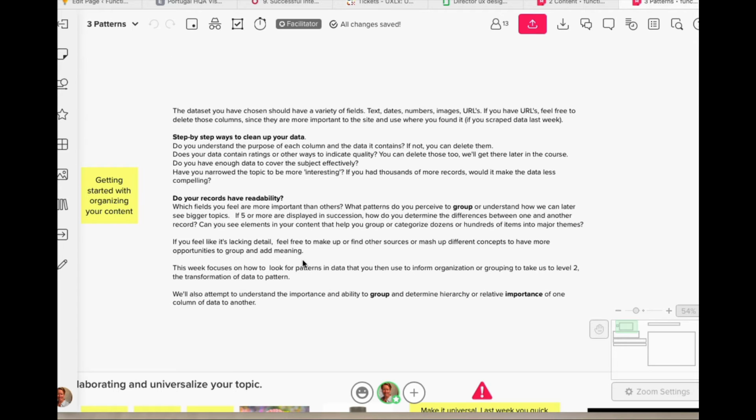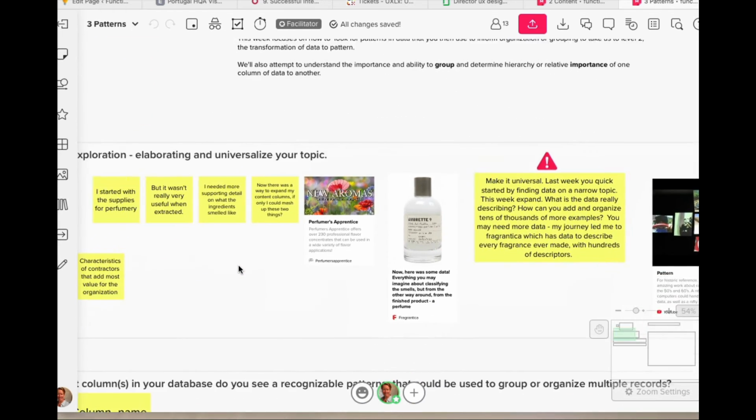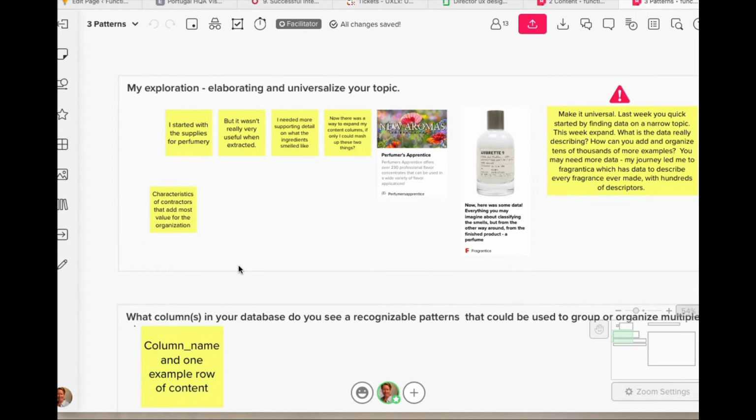But right now we're about, does your data make any sense at all? And here's some steps. So please follow these steps. And then, because you chose the topic, my hope is that you have some understanding of the topic, that you feel comfortable making decisions about it.